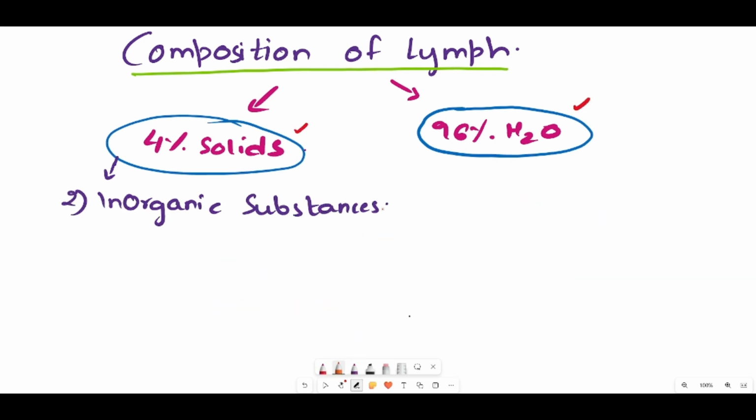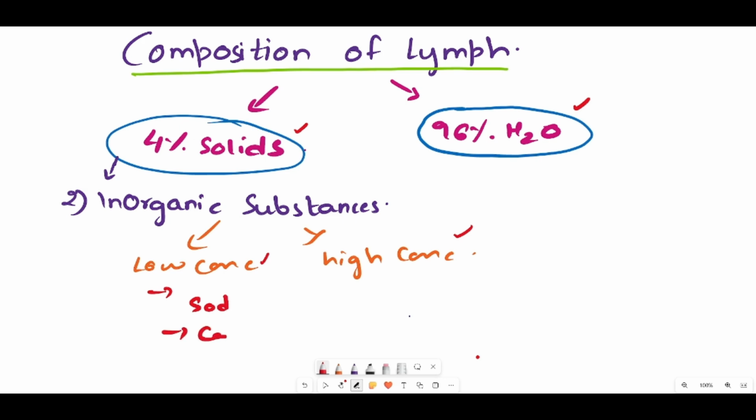In the 4 percent solids, the first one is organic substances. Now the second one is inorganic substances. It has two things: one is in lower concentration than plasma and the other is in higher concentration than in plasma. In the low concentration, we have sodium, calcium and potassium. And in high concentration, we have chlorides and bicarbonates.